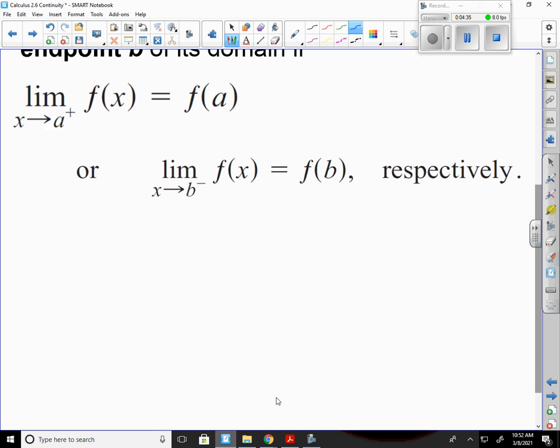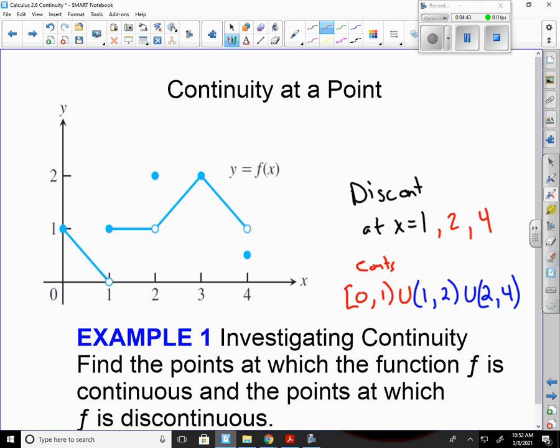In other words, if I look back at my last one, right? If I'm looking at this endpoint here, I can tell if it's continuous at that point if whenever I plug this point into the function, it gives me the same as my limit as I approach from the right. Why does it have to be from the right? Because there's nothing on the left-hand side of it. So if it's a left endpoint, I just check the limit as it approaches from the right. If it's a right endpoint, I check the limit as it approaches from the left.